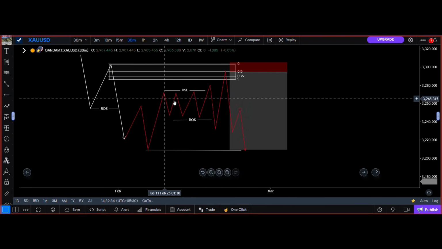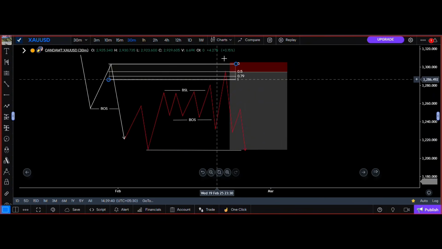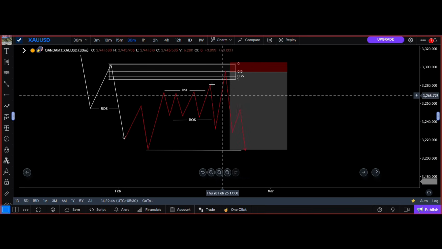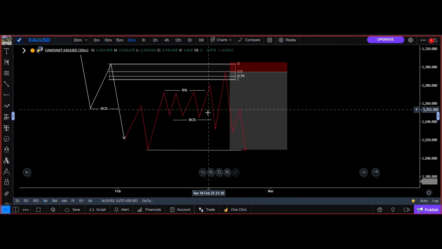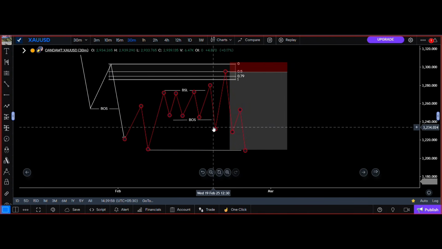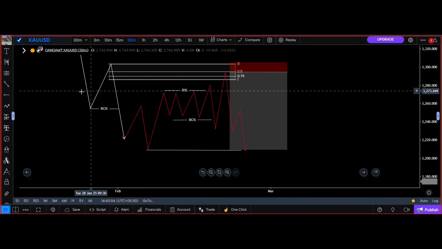See, when the market created liquidity here and goes up, people think the market is going higher. The retail traders think the market will go higher and higher. But the market takes this liquidity, and then the buyers think from here the market will go higher. They target the all-time high, but the market is already bearish in the 4-hour time frame.